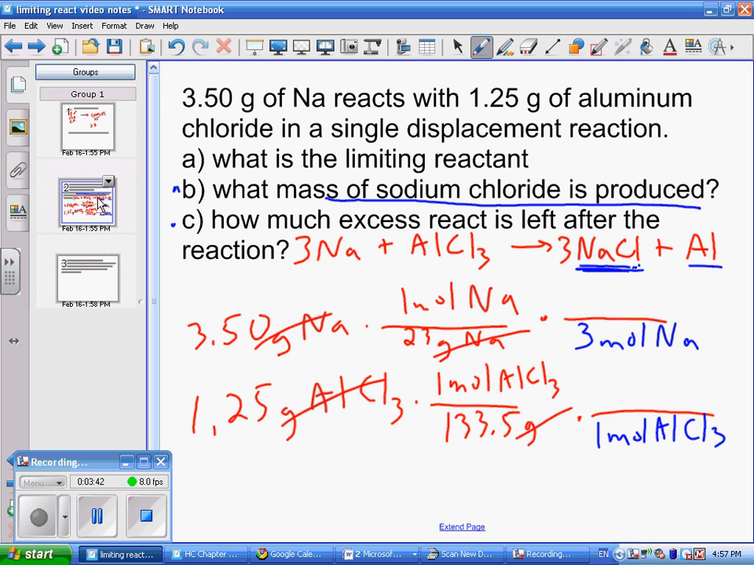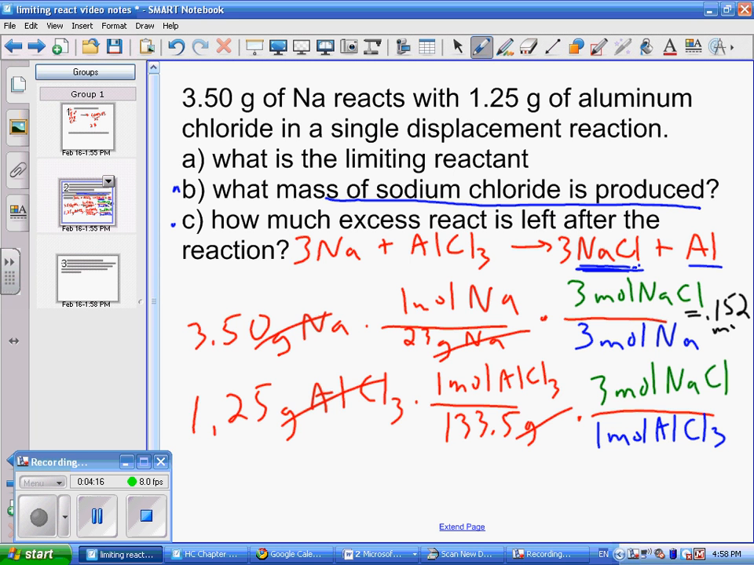And notice I have 3 moles of NaCl and 3 moles of NaCl. So the green color shows that I am converting to the same product. Okay, and I got kind of tight here, so I'm going to try and squeeze this in. So when I get out my calculator, I will take 3.5 divided by 23, hit equals, times 3 divided by 3. That gives me 0.152. Let me write it in black.